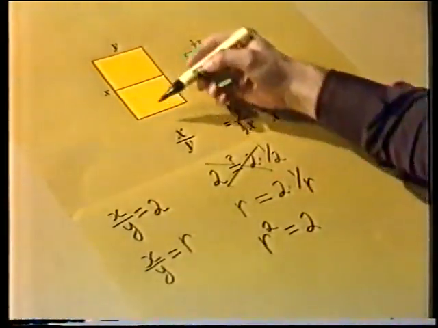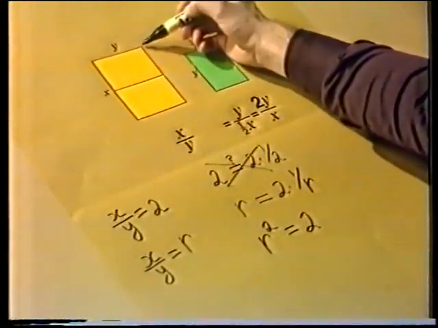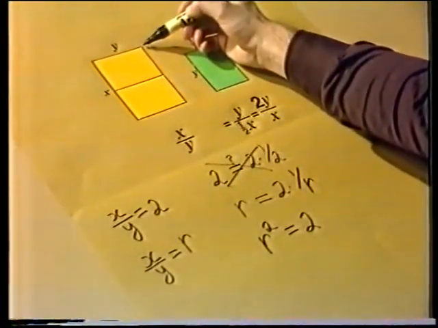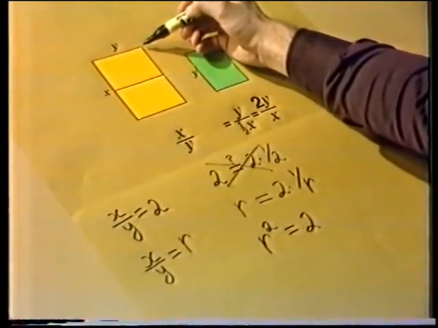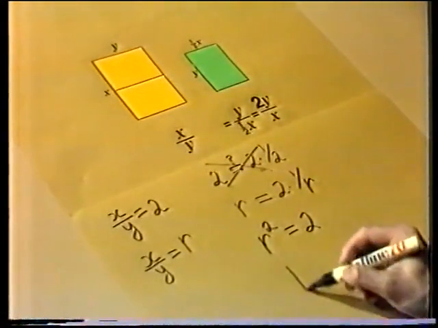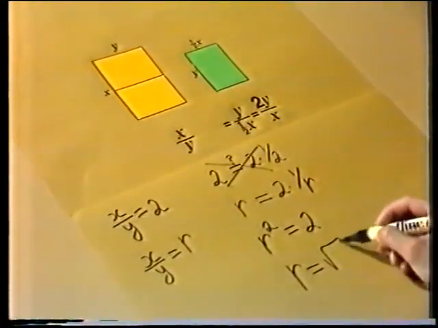I'm interested in ratios of lengths, which have to be positive. So minus root 2 isn't acceptable, but plus root 2 is. r is equal to the square root of 2.